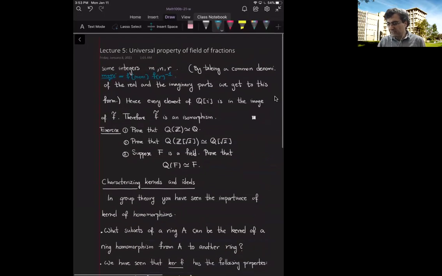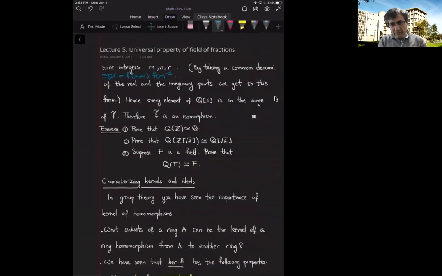So we showed that F tilde is surjective and injective. Injectivity comes from the universal property of the field of fractions. So we have an isomorphism from the field of fractions of the Gaussian integers to Q[i], and that finishes the proof.